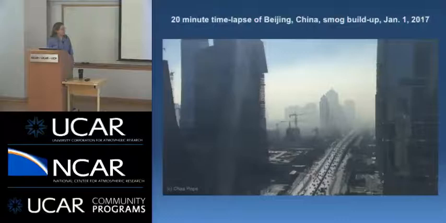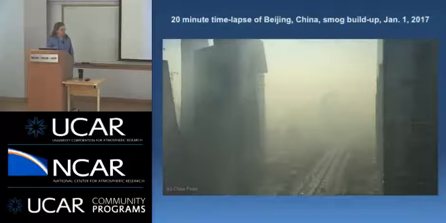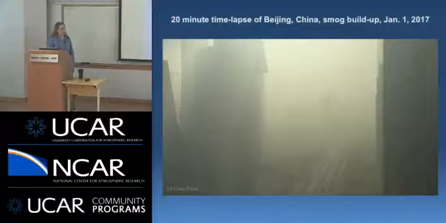And this is a 20-minute time lapse from January of smog coming in to this camera view. So this is mostly driven by meteorology, but the original smog is from a variety of pollutants that we don't completely understand.